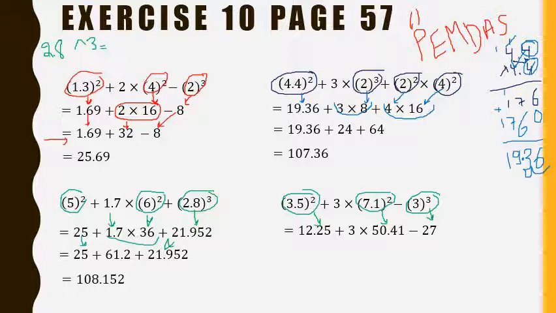We have plus, times, and minus. The priority goes to multiplication. 3 times 50.41 is 151.23. Okay, since I have plus and minus, I have to start from left to right. And the answer is 136.48.